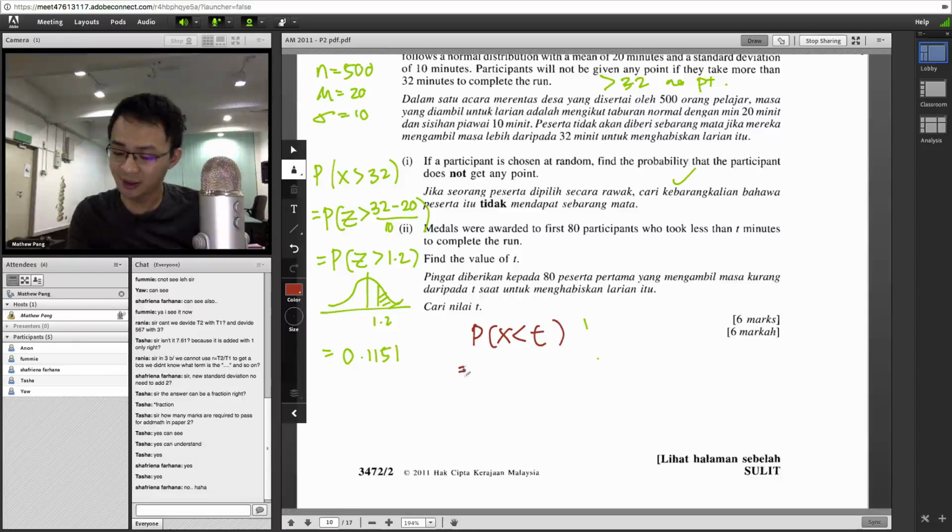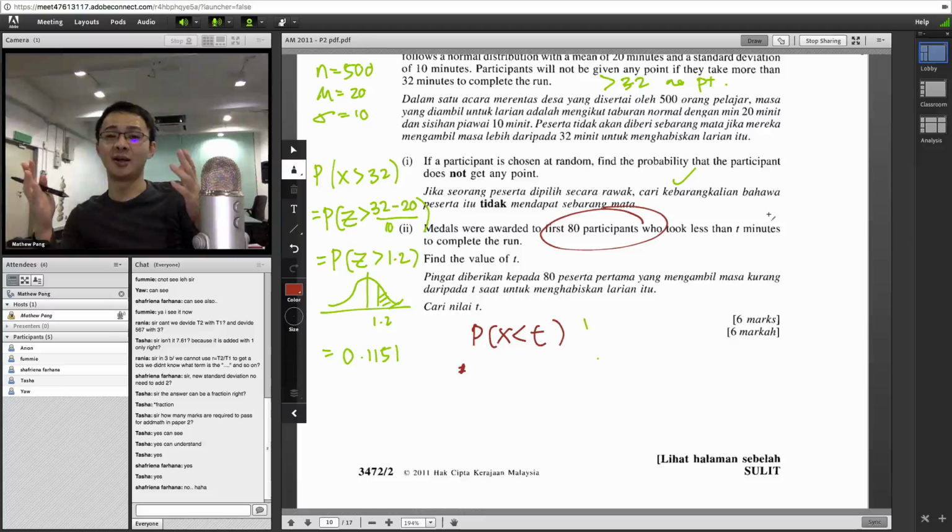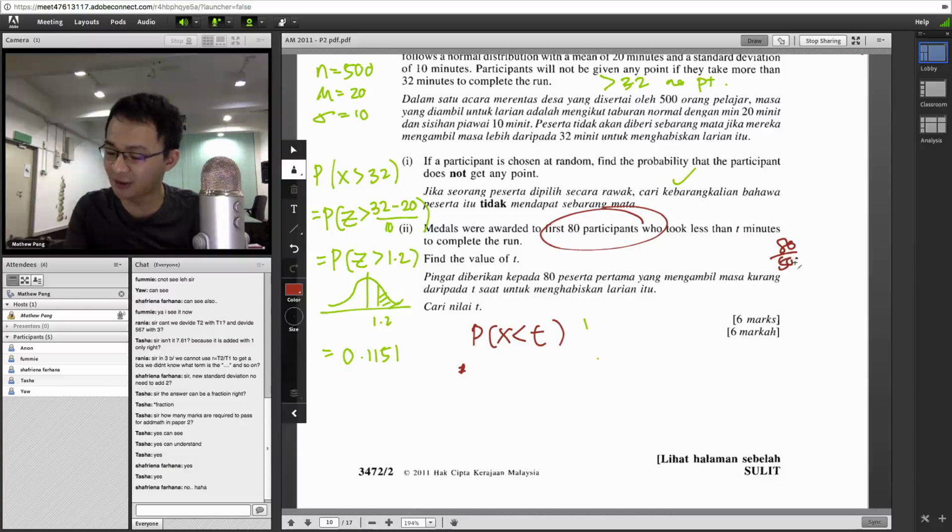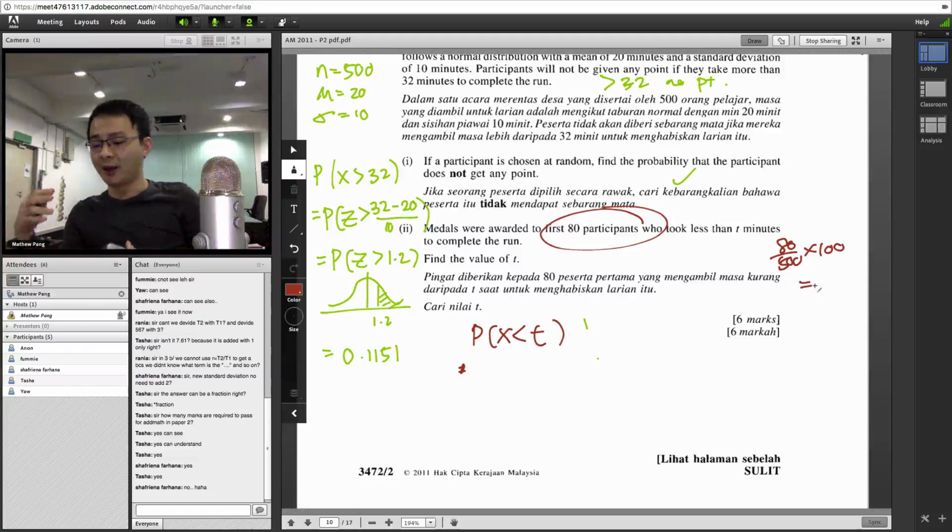So the first thing is the question, the first 80. Just now we have 500 participants. I want to know what percent 80 is of the 500. So I will do 80 divided by 500 multiplied by 100%. Because in a probability distribution, the percentage is equal to probability, you can take the percentage as the probability. 80 divided by 500 multiplied by 100% is 0.16, or you can call it 16%.